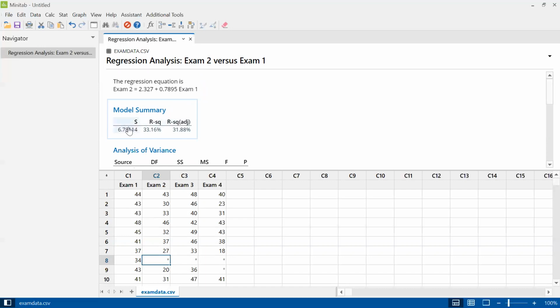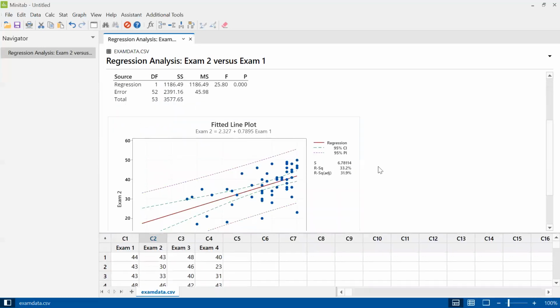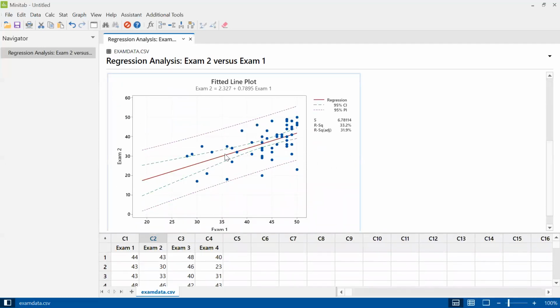These numbers here are a measurement of how accurately the dots fit the line. So let's go down and look at our picture. And you can see that these dots don't really look like they're going in a line.